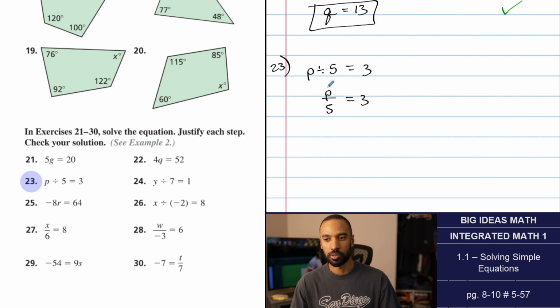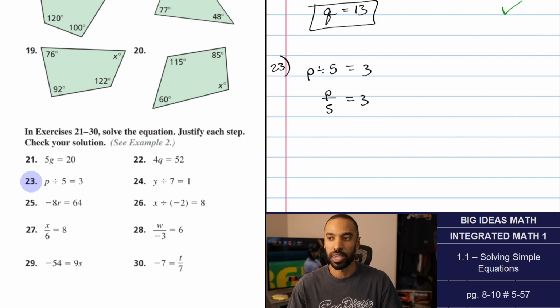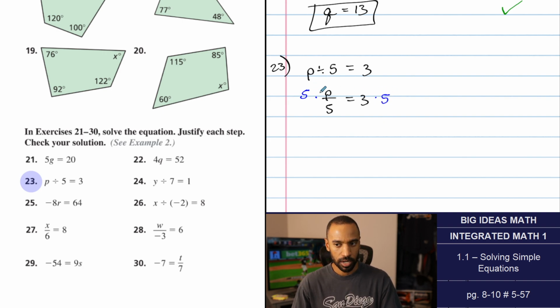And what I'm going to do to both sides here, because a fraction is division, I just prefer this appearance. Because a fraction is division, the opposite of division is multiplication. So we will multiply both sides by 5. Now, I mentioned this in the lecture, so I'm not going to get too deep into it here. I just want to reestablish this at least one more time.